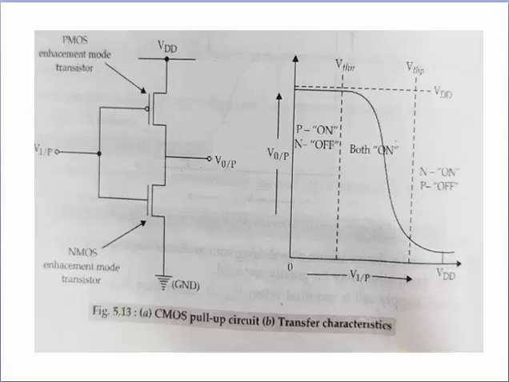So that's all about the alternative forms of pull-up transistors. There are four cases of alternative forms of pull-up. The first one is resistive load, the second is NMOS depletion mode transistor, the third is NMOS enhancement mode transistor, and the last one is the CMOS pull-up transistor. That's all about the alternative forms of pull-up.